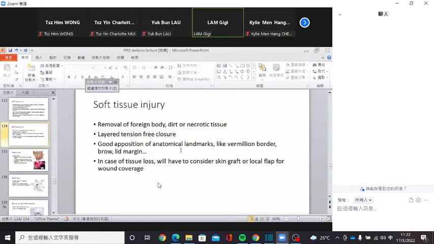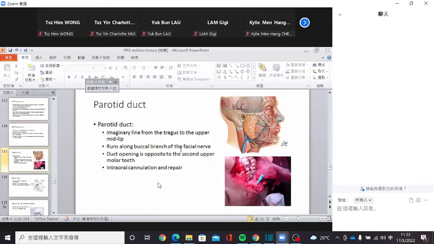It's the middle third of the line between the tragus and the angle between the nose and the mouth. Okay, very close, but not exactly. It's an imaginary line from the tragus to the upper mid lip. So it runs along with the buccal branch of the facial nerve. The duct opening is opposite the second upper molar tooth.